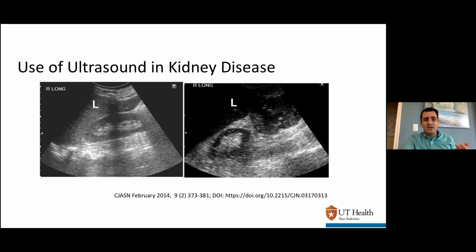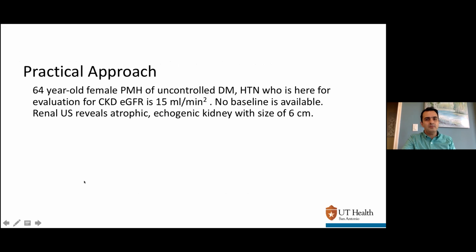You're going to find a lot of chronic changes that you really can't fix, and it's irreversible. So if you get an ultrasound and you have a small size kidney, probably around 6 to 8, this is pre-advanced kidney disease. An example, whether you see this patient in the clinic or for the first time in the hospital: a 64-year-old female patient with uncontrolled diabetes and hypertension, here for evaluation of CKD with an eGFR of 15. No baseline labs available, the patient has not been followed up, and doesn't know anything about diabetes and hypertension.